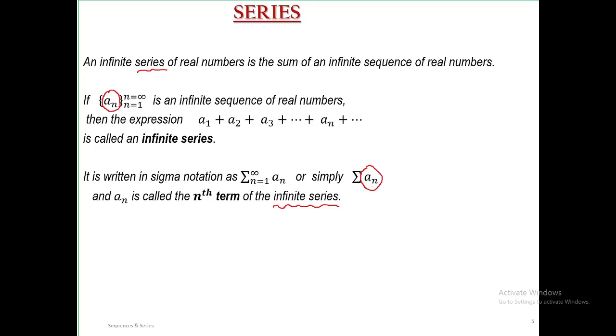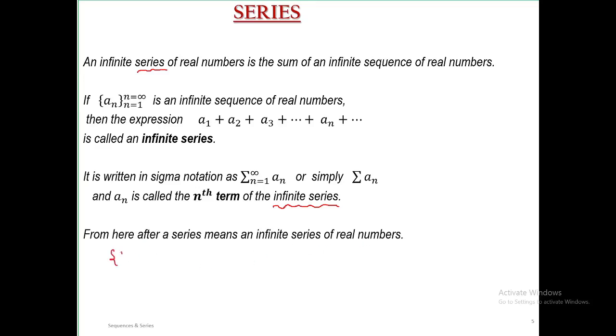Don't get confused between sequence and series. Sequence means the terms are separated with commas. Series means we need to add all the terms. Okay, next one. From hereafter, a series means an infinite series of real numbers. Now I use the word only series. So let me write: sequence an means simply a1, a2, a3 and so on. This is called a sequence.